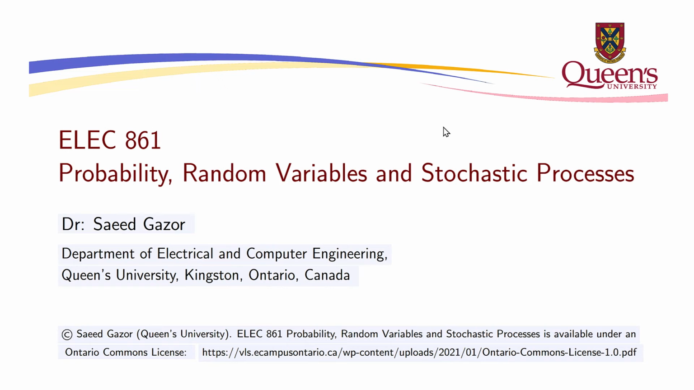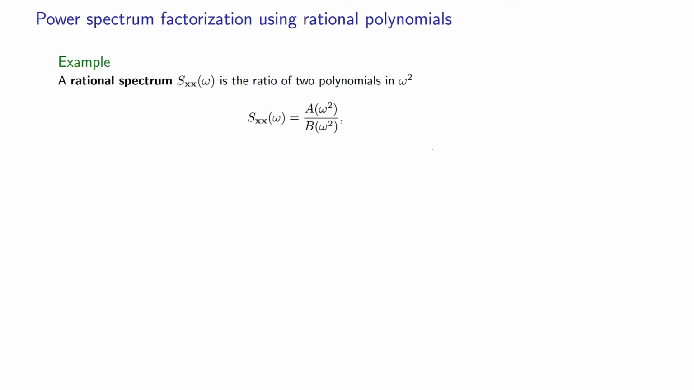In this video, we'll work on power spectral factorization of rational spectrum, and this is the only one we'll do in this course. We call a random process to have a rational spectrum if its power spectral density can be written as the ratio of two polynomials.